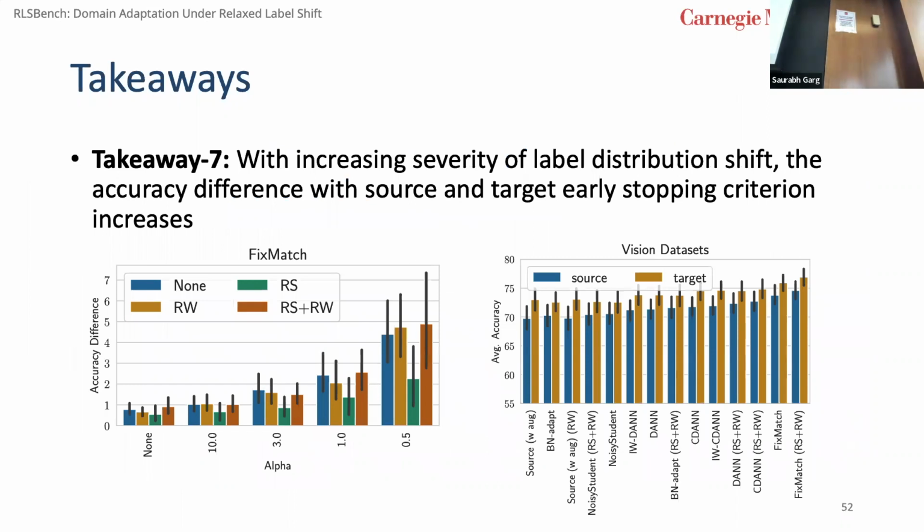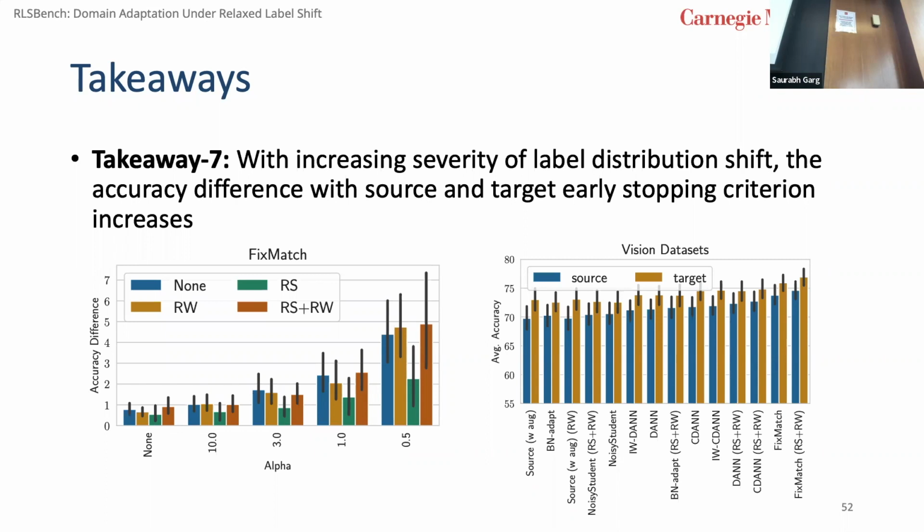Okay, one more behavior that we observed with respect to early stopping is that in problems where label proportions shift, the early stopping criterion ends up mattering a lot. Here in the left plot, we are showing the accuracy difference between an early stop model that we choose with target validation and source validation. So the difference is between accuracies of the early stop model using target validation as the early stopping criterion and source validation as the early stopping criterion.